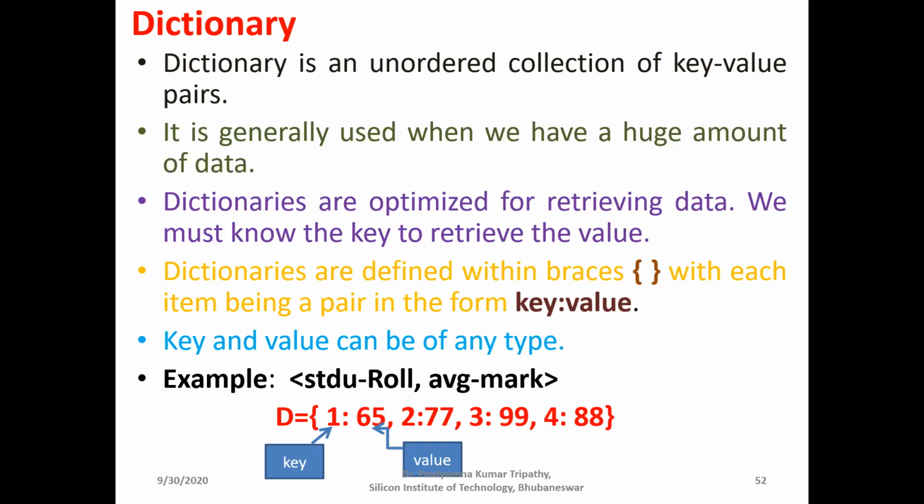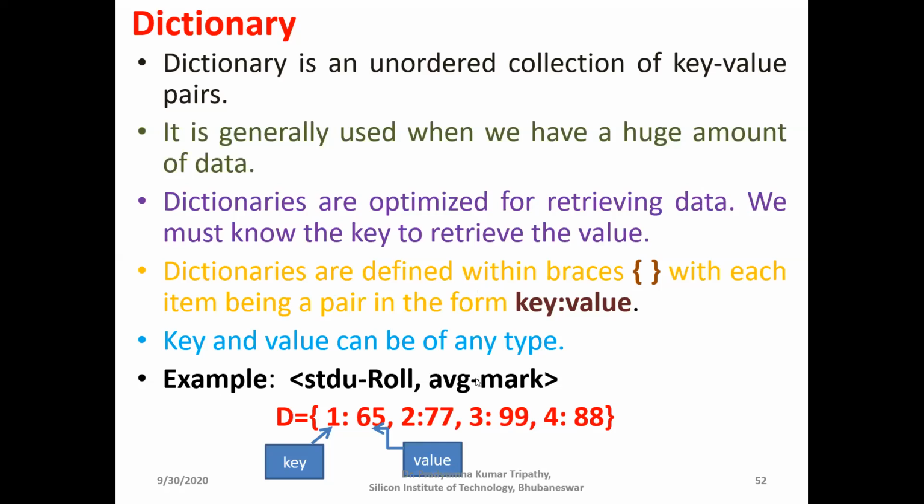Like lists are enclosed within square brackets and tuples are in parentheses, similarly dictionaries are defined within curly braces. Tuples are in parentheses, lists are in square brackets, and a dictionary will be in a pair of braces over here. Each item is a pair in the form of key and value. Each item has two things, and this key and value can be of any type. This can be integer, this can be string, or this can be string, or this is integer. They can be of any type.